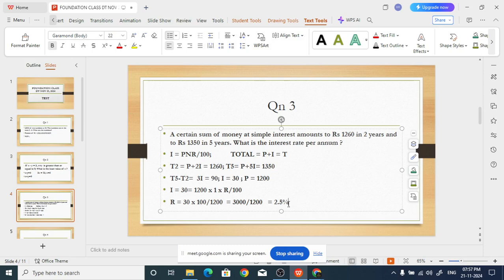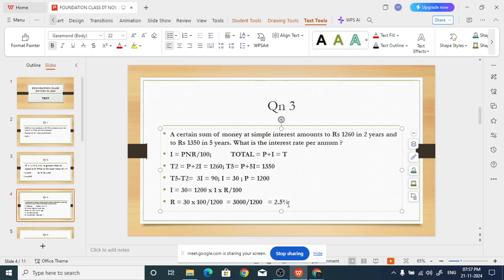Unless I know your problem, it will be difficult for me to solve your problem. My problem is I am not able to find what is your problem. When I am writing it and asking you to calculate, why are you taking so much time? 3000 divided by 1200 should be very easy, you should be able to say 2.5 straight away.